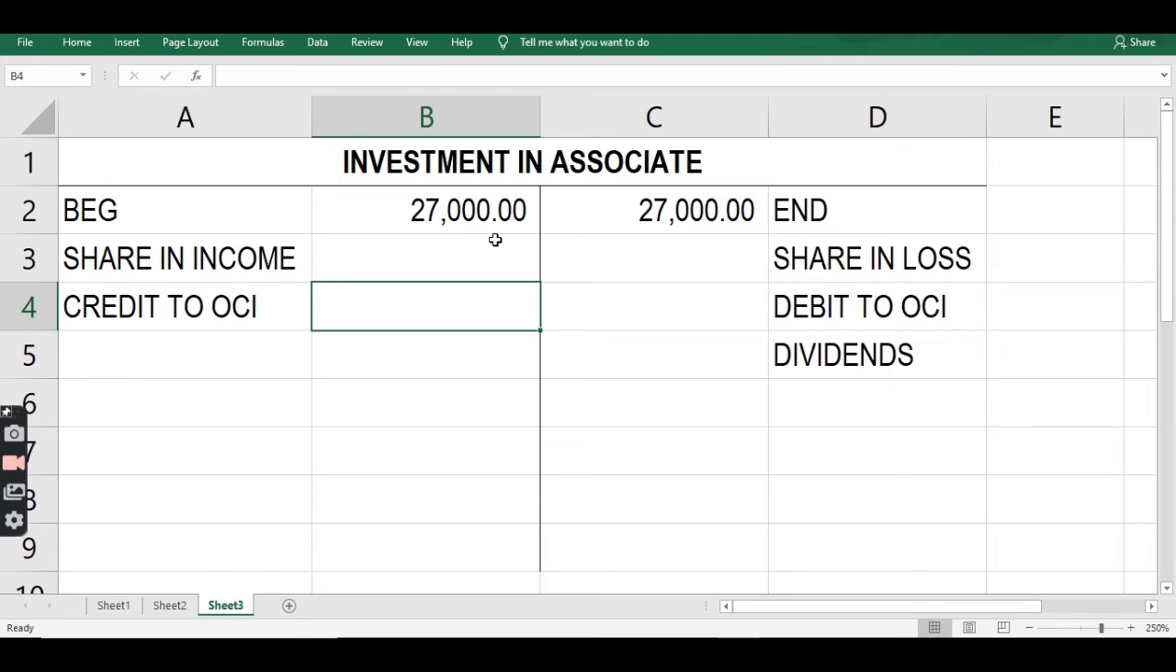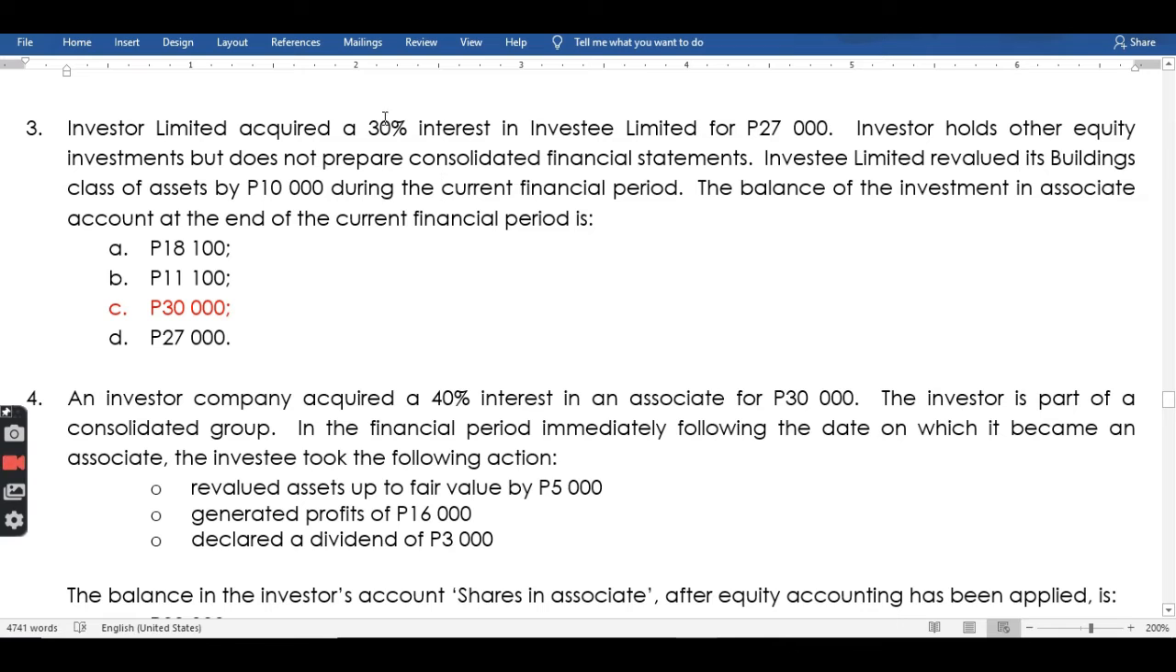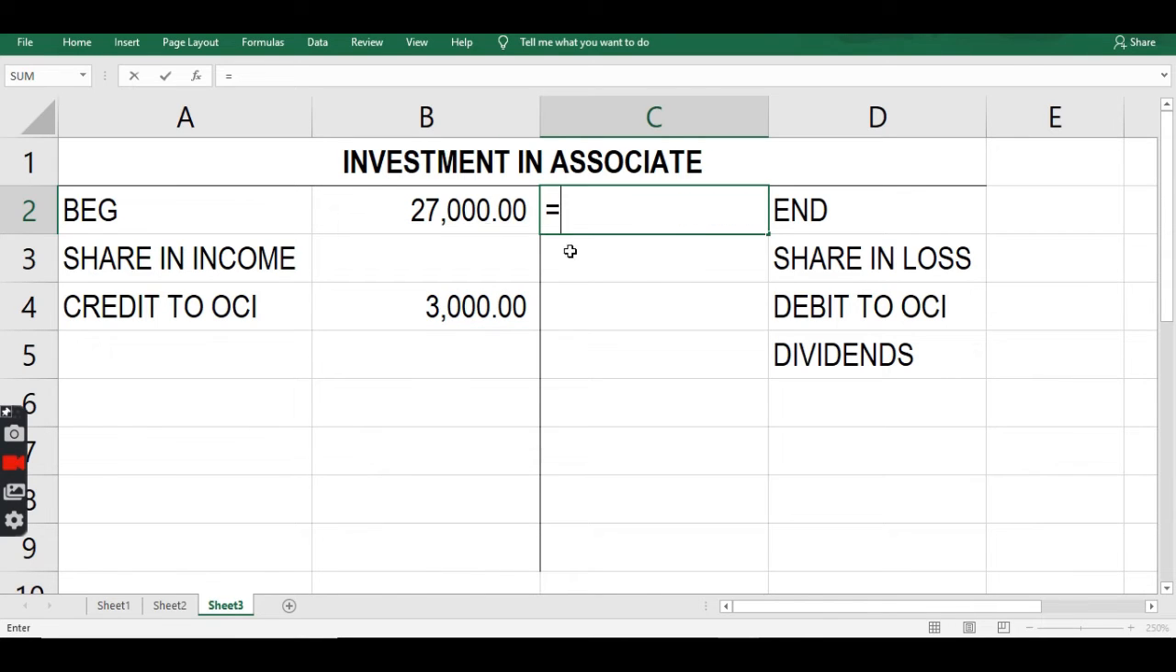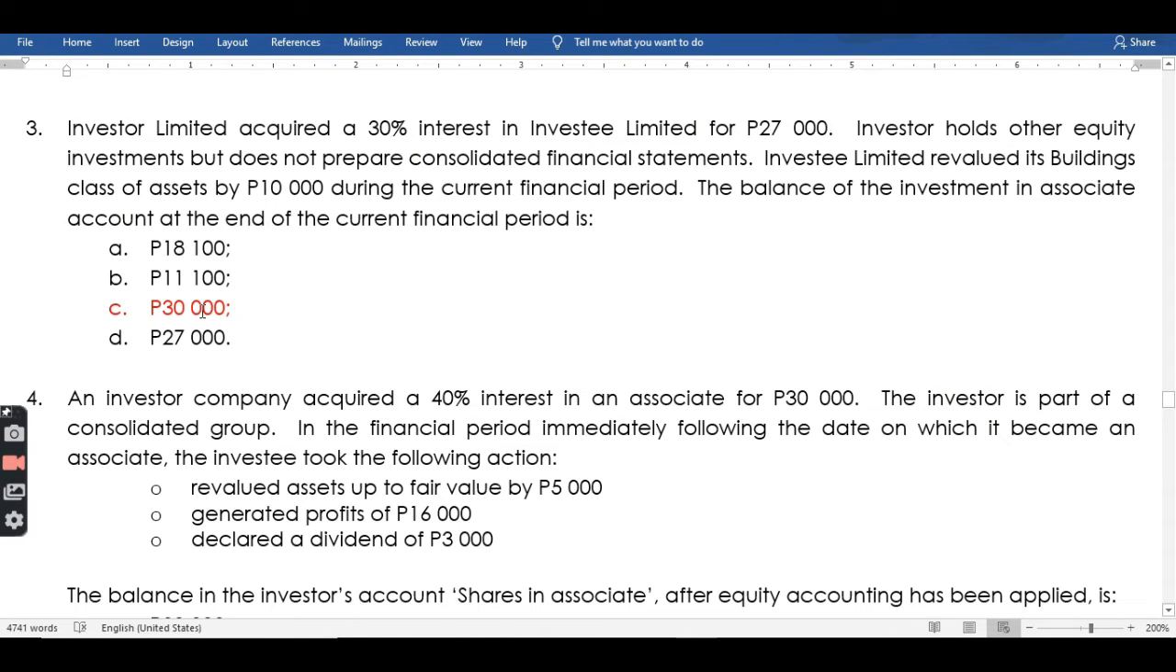Eh di ba kapag meron tayong revaluation, yung revaluation is actually going to be an increase in the or i-credit to OCI na 10,000. Pero hindi sa atin yung 10,000 na buo kasi 30% lang sa atin dyan. So that's going to be basically 10,000 times 30%. So we only have 3,000. So ang papasok na ending balance natin will be ito plus ito. So ang lalabas ay 30,000.